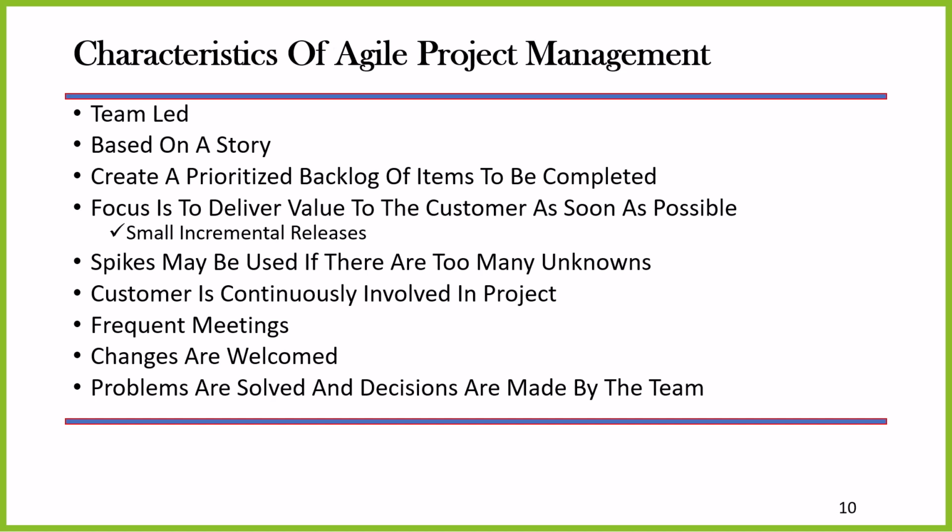So a spike would be done very, very quickly to determine the way that we're going to move forward from this point on. Now, in Agile, the customer is going to be involved. They may actually be in part of the team itself. As a matter of fact, we have a role on the project that's called product owner. The product owner is typically the customer or the customer representative.